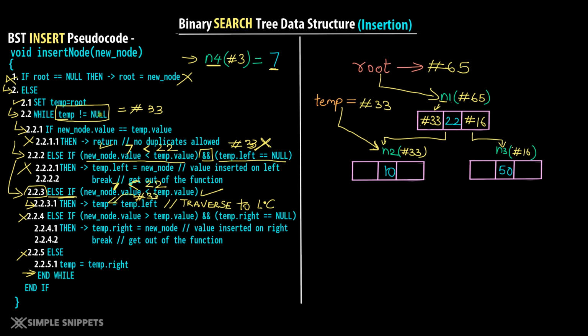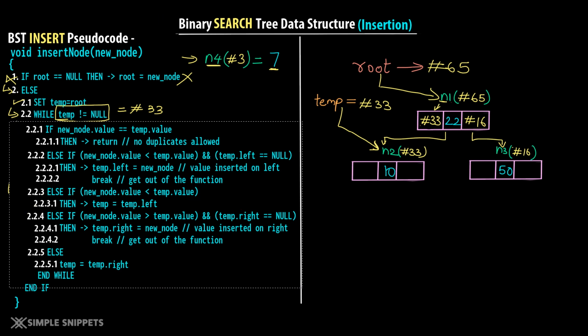Is temp null? No, because temp is still pointing to some node. So temp is not null, which means this condition is true. So now again this while loop will start executing. This is the second round we are taking for this while loop, because we still have to insert n4 and we couldn't insert it directly over here, so we have to traverse from n1 to n2, and now we are at n2. So again the process will be executed using the while loop.